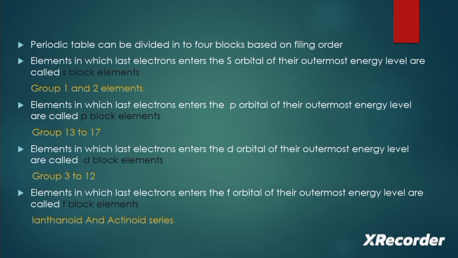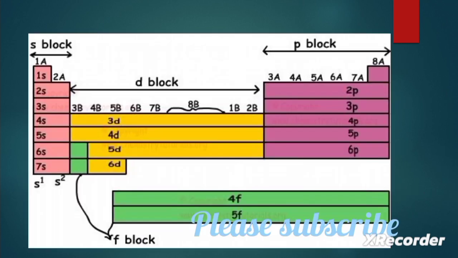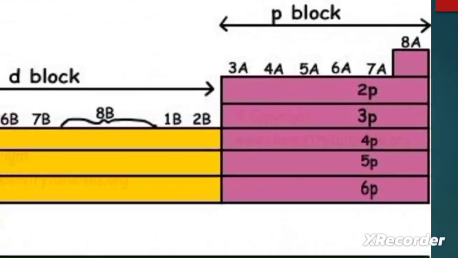In the previous part, we discussed that group 1 and 2 have ns1 and ns2 common valency. So by that we know that with ns1 and ns2, the last electrons fill s orbitals. Then group 1 and 2 are s block elements. And in the same way, groups 13 to 18 are p block elements.